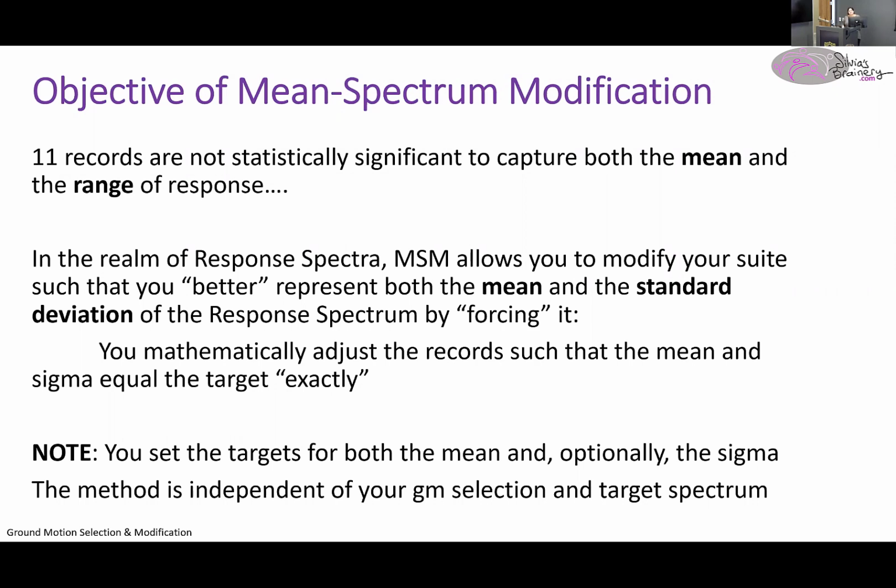It's just simple, straightforward math to adjust the record such that the mean and the sigma equal your target. I'm not prescribing what that sigma needs to be. Oftentimes I'll say it preserves or maintains the variability, because if you don't do anything, you maintain the variability of your scaled record. So your variability depends on what you started with or what target you define. I'm not saying anything about what the variability should be. The mean spectrum modification method puts it in your hands to be able to control it. You can bump it up, you can bump it down, and I will show you that.